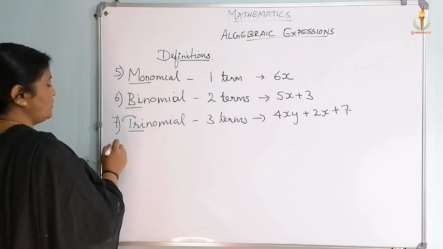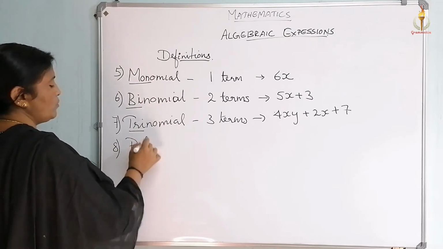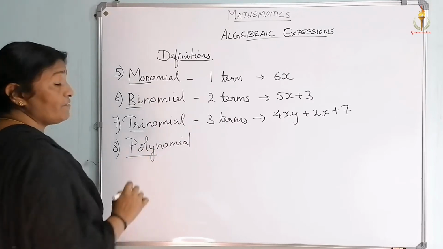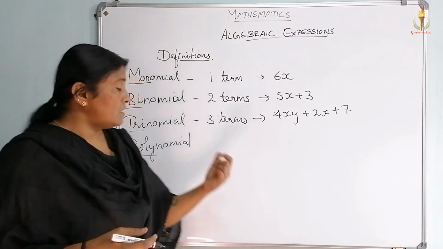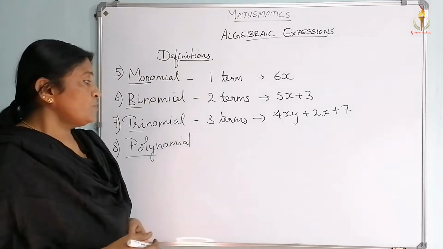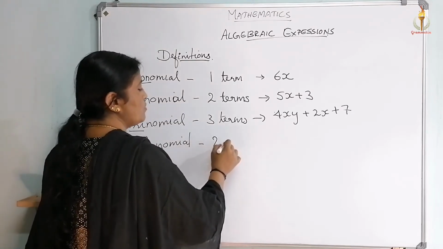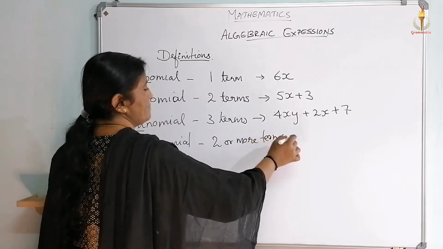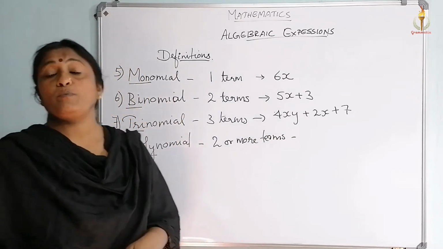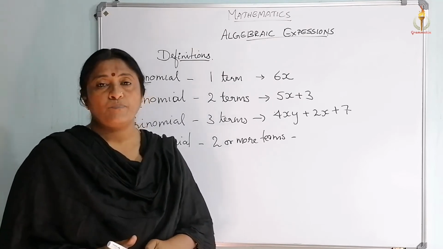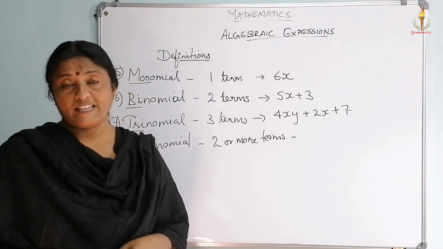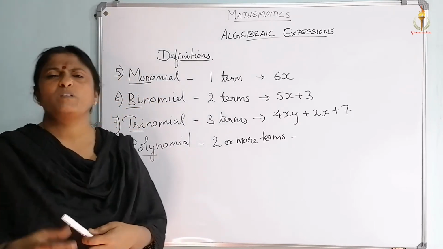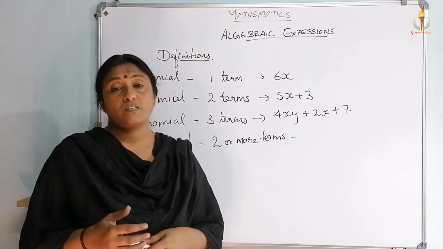So next, your eighth one is the polynomial. What is poly? Poly means many. So any expressions having two or more terms are called polynomials. So binomial and trinomial are special kinds of polynomials. It is also called a compound expression. Polynomials are also called compound expressions. The polynomial is the generally used term.